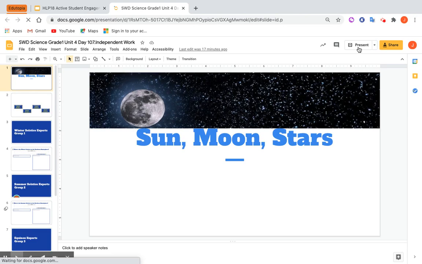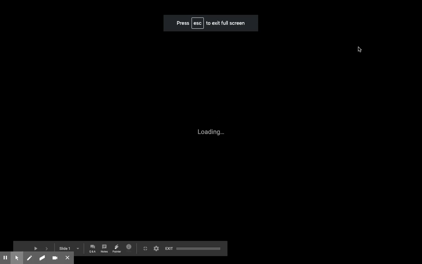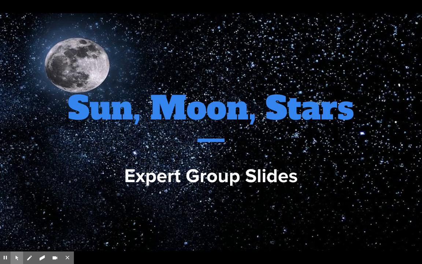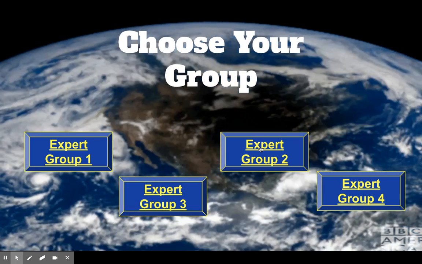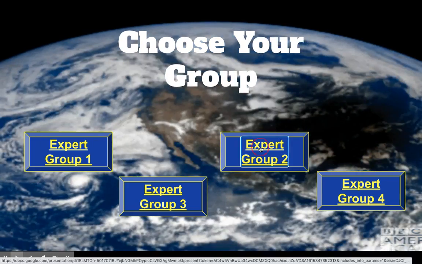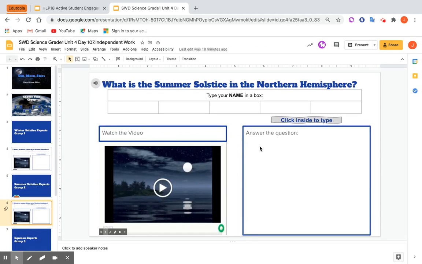And this Google Slides presentation was created like a student journal. So now I'm in my expert group, let's say I'm in expert group 2. I'm just going to click that and I'm brought to a graphic organizer. I am not able to edit the graphic organizer in present view, so of course the students would know that they're going to stay in edit view.